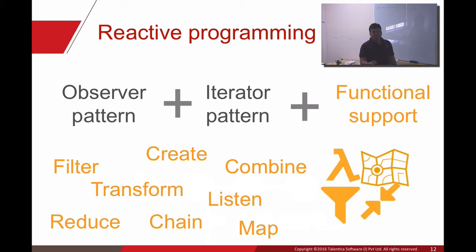We can iterate. So now if you combine these two, observer pattern tells you that maybe right now I don't have all the data. I may have some data in the future, right? And with the iterator pattern, you have a list of data already available. There's no future here, and you can iterate over the items. So you combine this, data will be coming with time, and you can use some functional operators on this data.